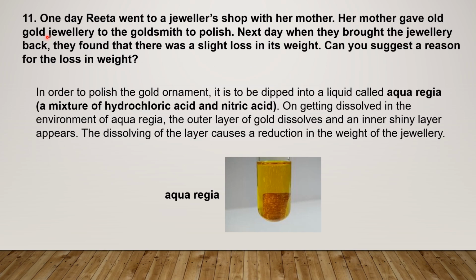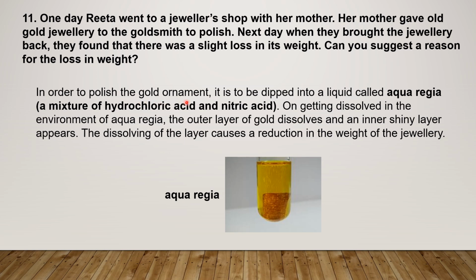Then 11th question. One day, Rita went to a jeweler shop with her mother. The mother gave old gold jewelry to the goldsmith to polish. Next day, when they brought the jewelry back, they found that there was a slight loss in its weight. Can you suggest a reason for the loss in weight? So after polishing the gold, they noticed the weight loss in their jewelry. What is the reason behind it? First, read that answer, then I will explain it.